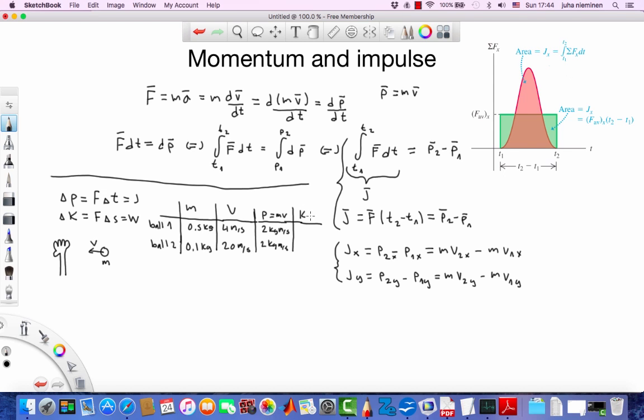So kinetic energy, which is half times mv squared, is going to be 4 joules for the heavier ball and 20 joules for the lighter ball. And this difference comes from the fact that kinetic energy increases with the square of the velocity, whereas momentum was only a function of v itself. So in order to stop the second ball, the lighter ball, we need to do 5 times more work.